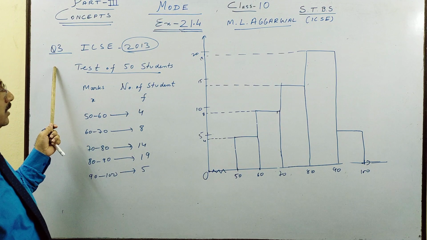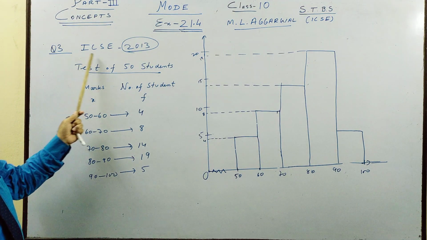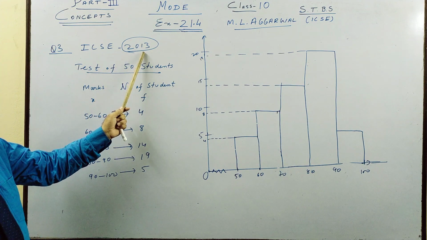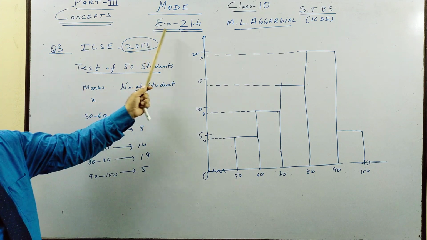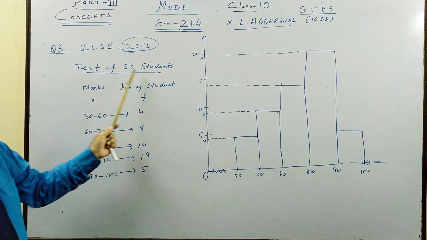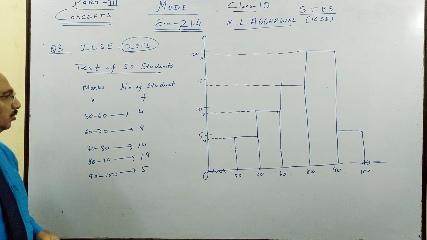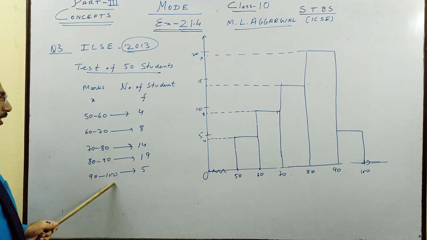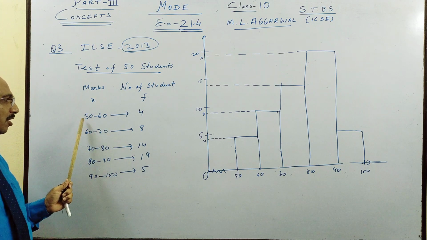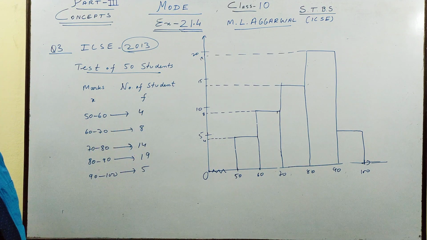So please see, next I am doing in this session the last question, question 3. This is ICSE 2013. It is question 3 of exercise 21.4. Test of 50 students, these are the marks. See, test was conducted, it's a very good class. Between 50 to 100, all the students got marked. 50 to 60, 60 to 70, like that. So there are a total number of 50 students.